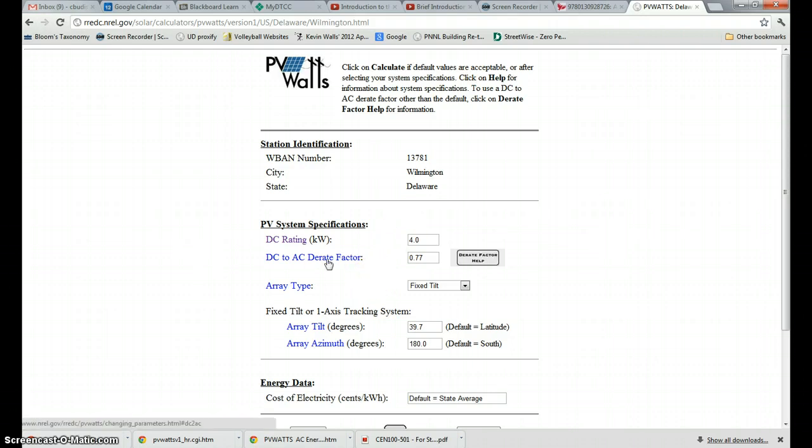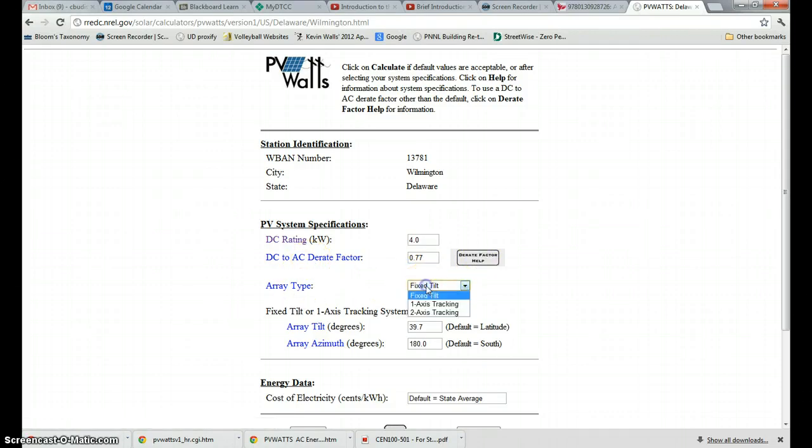Then the DC to AC derate factor, this is the factor that you have to figure out. Right now what this is saying is that 77% of the power that the modules put out is going to actually make it to the AC power, which is after the inverter, remember. You can click on derate factor help or click on here for some more help on that.